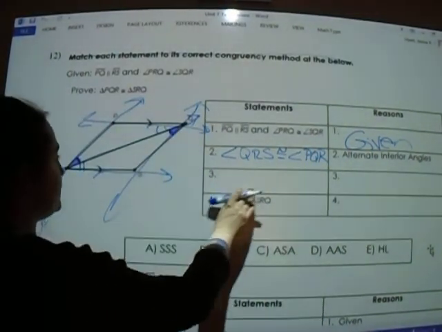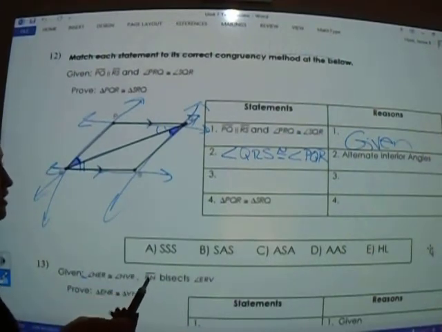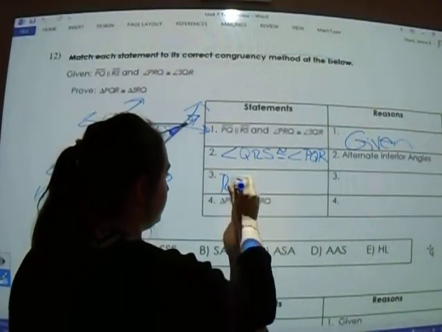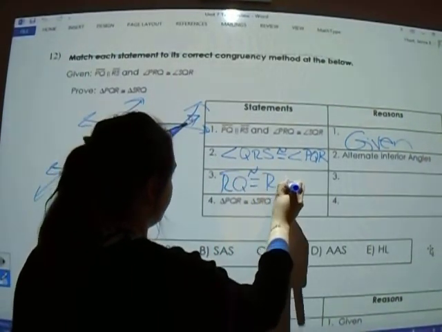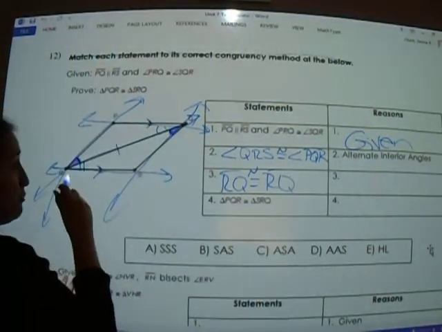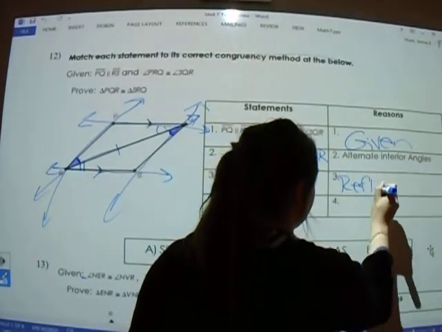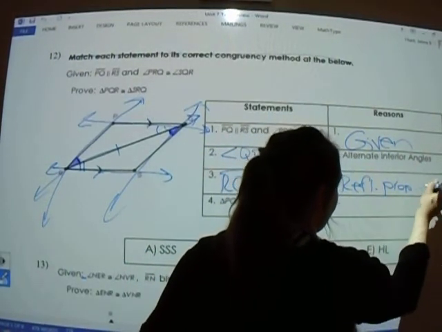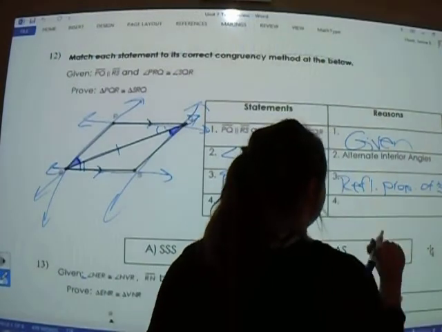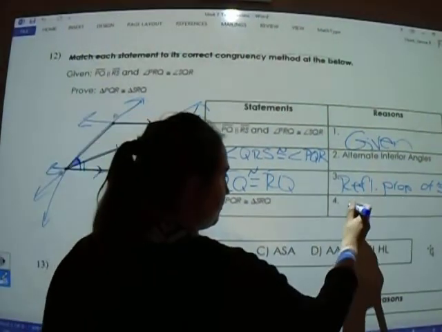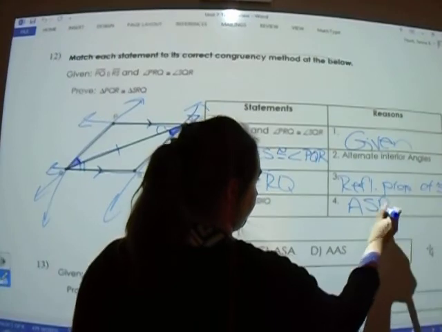Finally, we have this blank space. This is for the reflexive property of congruence, right? This is equal to itself. So RQ is congruent to RQ. Common sense, but it forced us to mark it in the picture. So this is the reflexive property of congruence. And finally, we have what we're trying to prove, and we have this through angle, side, angle, right? Okay? So that's how you do that.